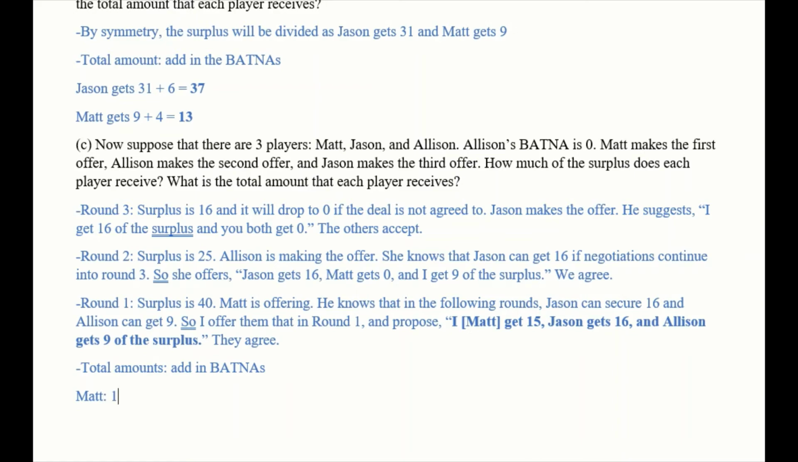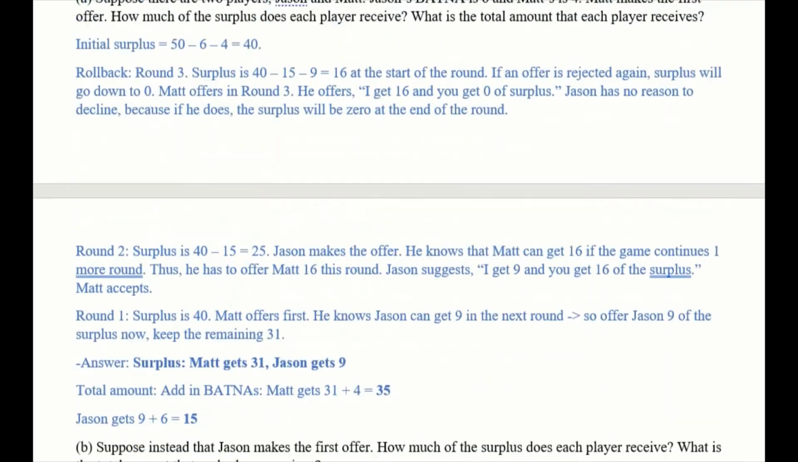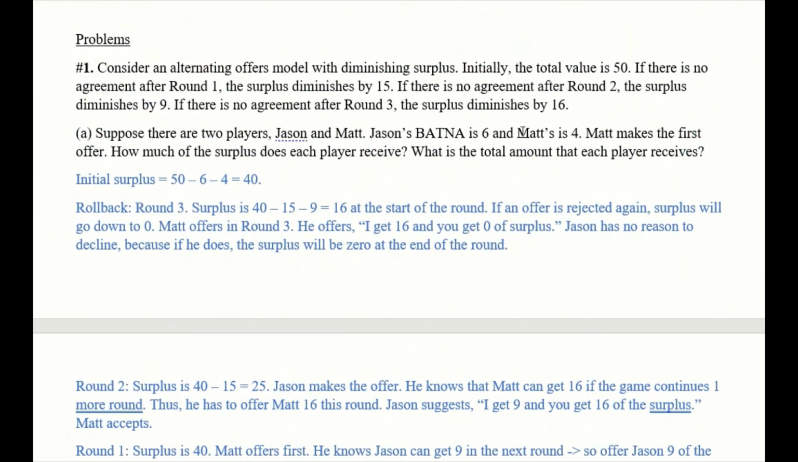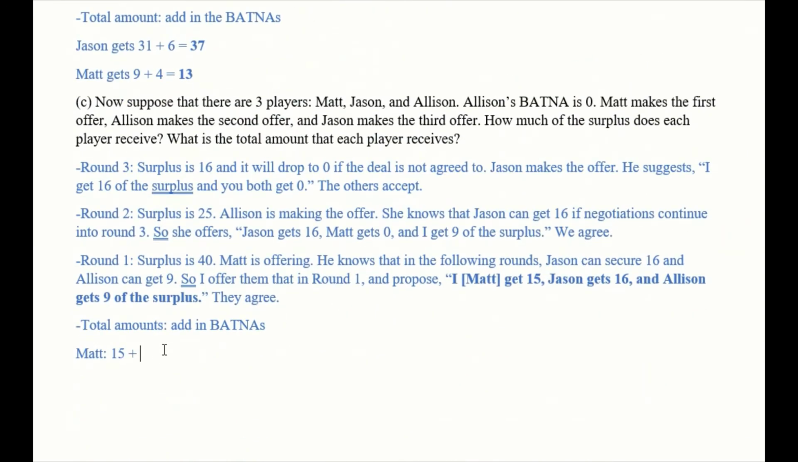So I get my 15 of the surplus, and I also get my BATNA. My BATNA is 4. Means I get 19.